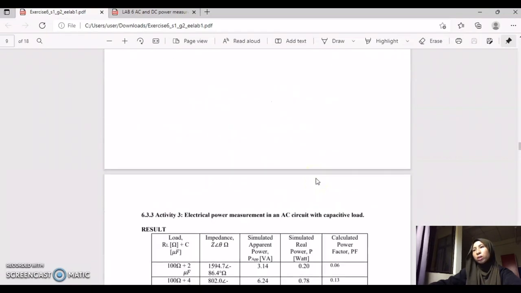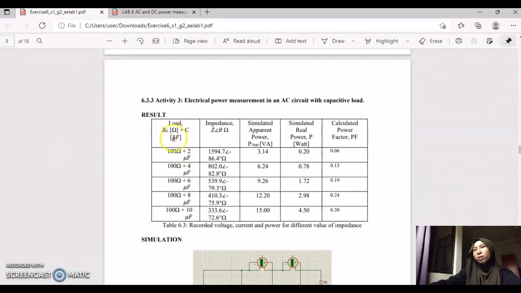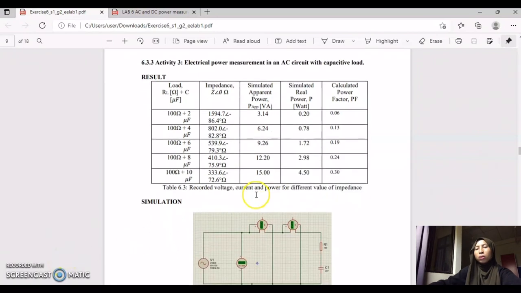For the first load, which is a 100 ohm resistor and 2 microfarad capacitance, we got a calculated power factor of 0.06. And for the last load, a 100 ohm resistor and 10 microfarad capacitance, we got a calculated power factor of 0.30. So that's all for activity 3. Thank you.